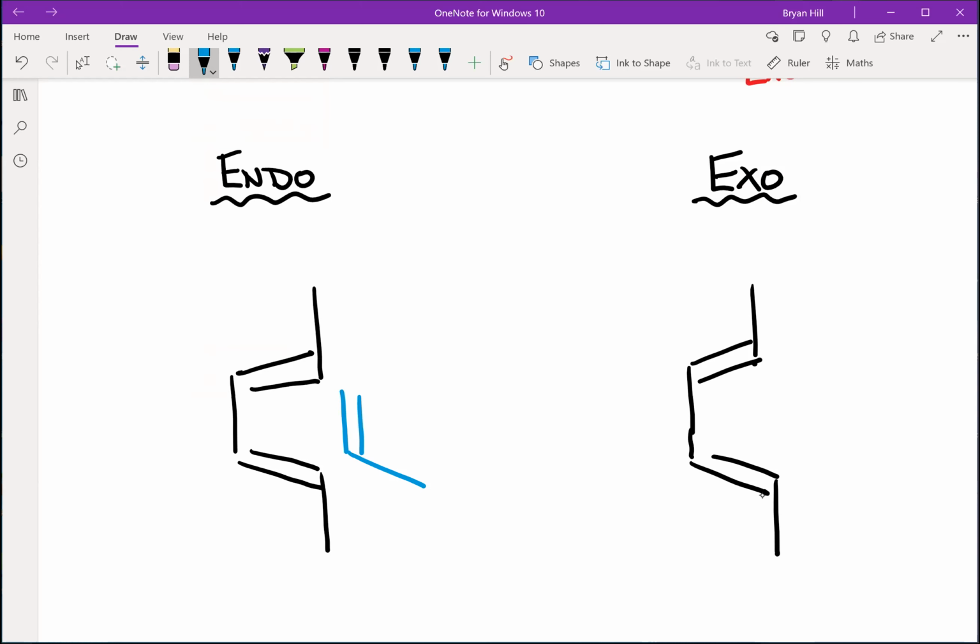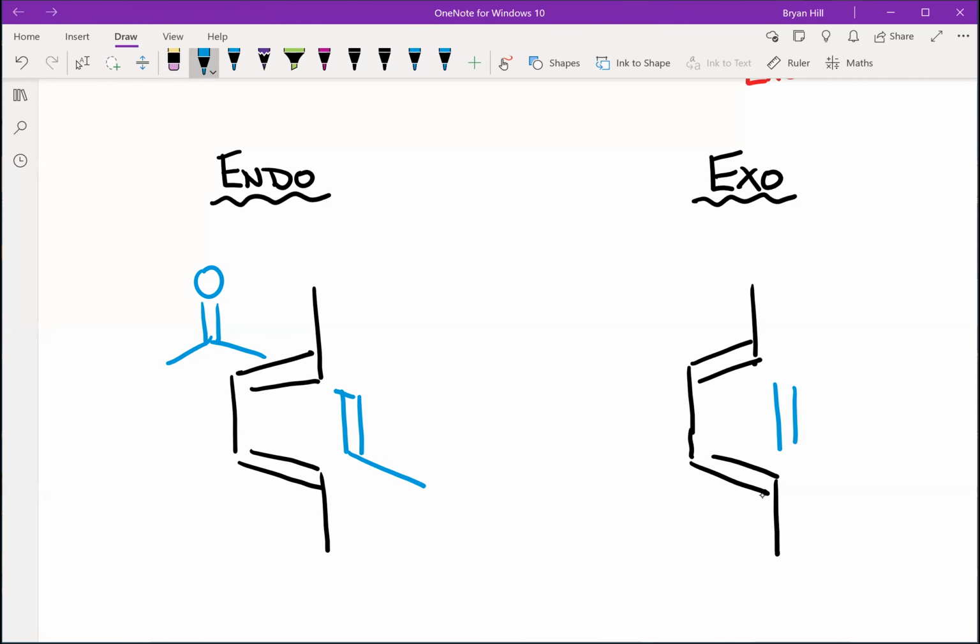So the endo, the methyl group's over here, and the carbonyl is over here. And the methyl group will be over here, and the carbonyl will be over here. So those are our two transition states. Now, we need to see the relationship of that methyl group with the other substituents.